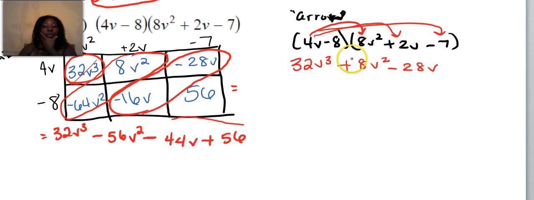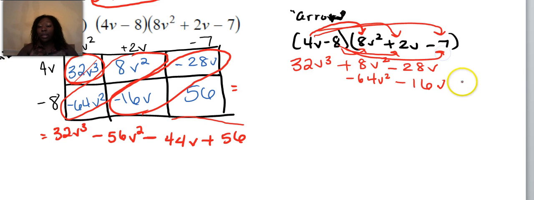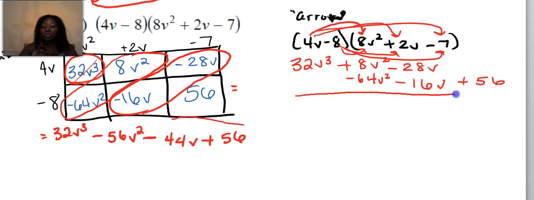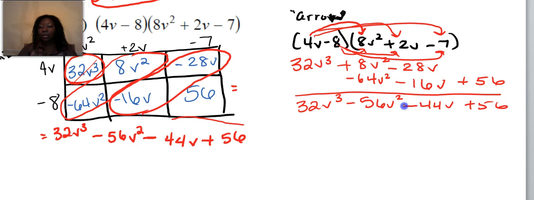I'm out of room, so I'm going to write the rest on the bottom, which will help me line it up as well. Negative 8 times 8 is negative 64b squared. Negative 8 times 2 is negative 16b. Negative 8 times negative 7 is positive 56. Combine like terms. 32b cubed minus 56b squared minus 44b plus 56. So again, it's whatever you prefer.